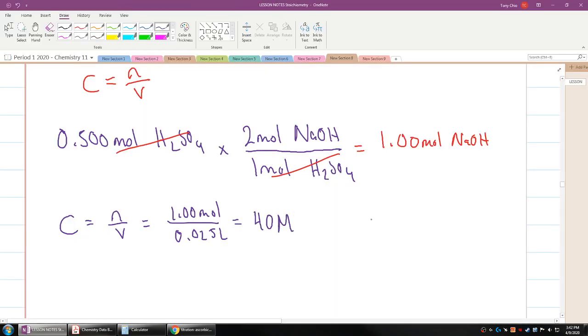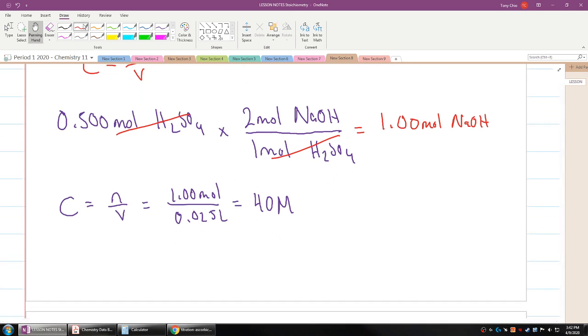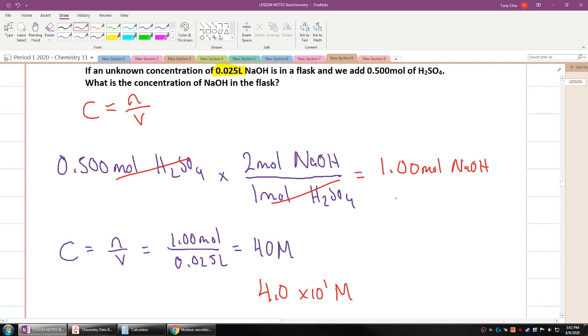You're going to get 40 molarity. Now, if you were to write this with correct sig figs, currently this is not correct. You want to make sure that your answer has 2 sig figs, because 2 is the lowest number here. So how do you turn 40 into 2 sig figs? You could write it in scientific notation. It becomes 4.0 times 10 to the 1 molarity. So that is a way of trying to solve for the concentration of an unknown.